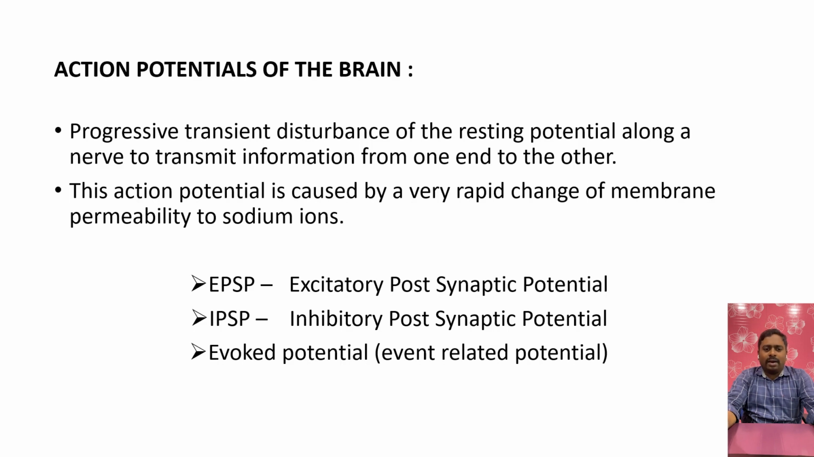Here we have EPSP and IPSP. The EPSP is excitatory postsynaptic potential and IPSP is inhibitory postsynaptic potential. And the third one is evoked potential, which means event related potential. Actually, in every activity, the membrane will generate an electrical activity; the nerves will create that type of potential. The action potential can be further classified as EPSP, IPSP, and evoked potential.